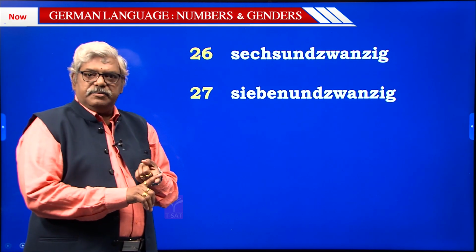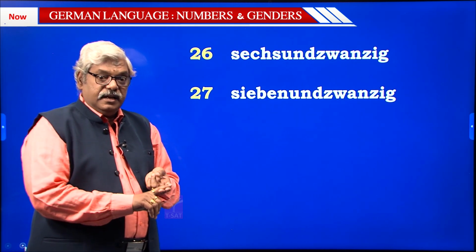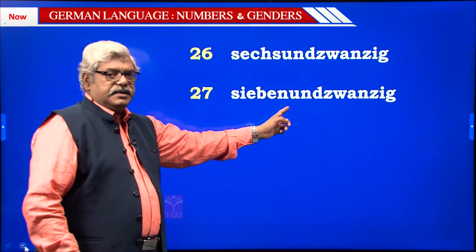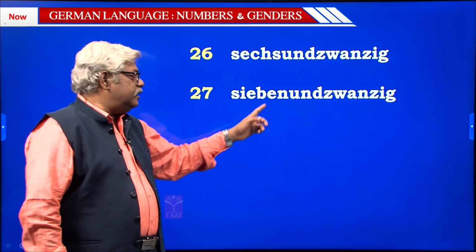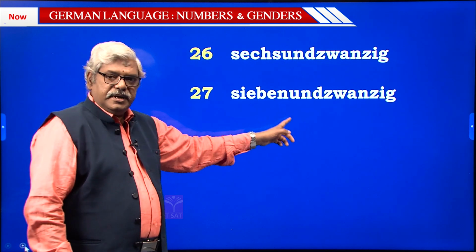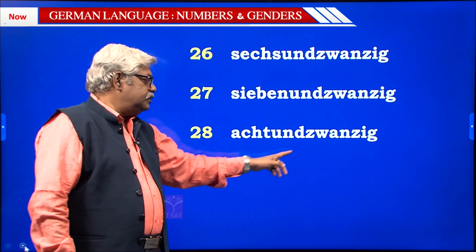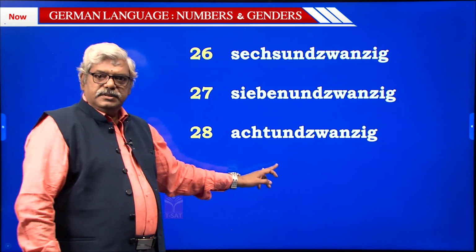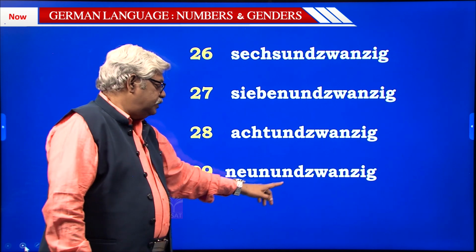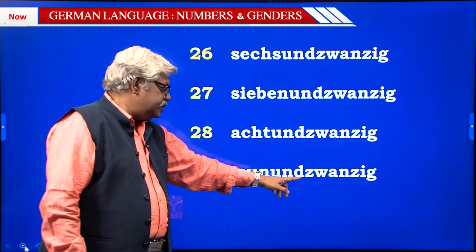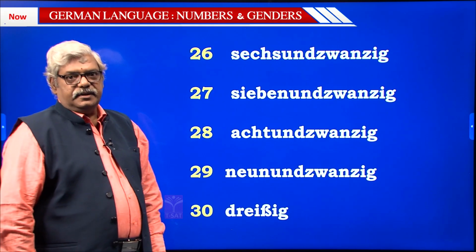When it was 7, it was only short. With 17, it was longer. But now since the whole spelling is written, complete spelling is given, you will pronounce it fully. Then 28. 29. Now 30, look at the spelling of 30.